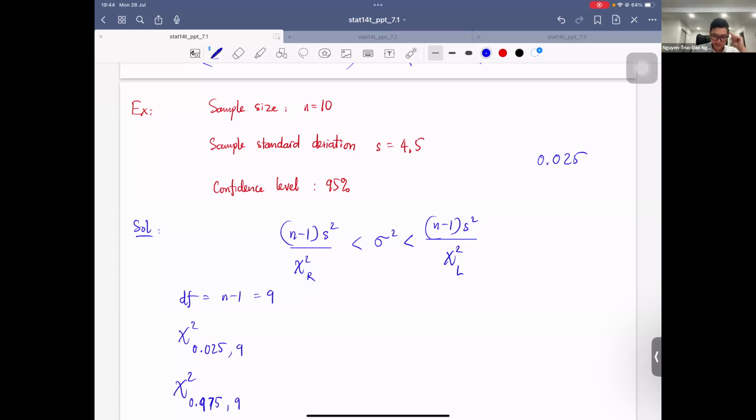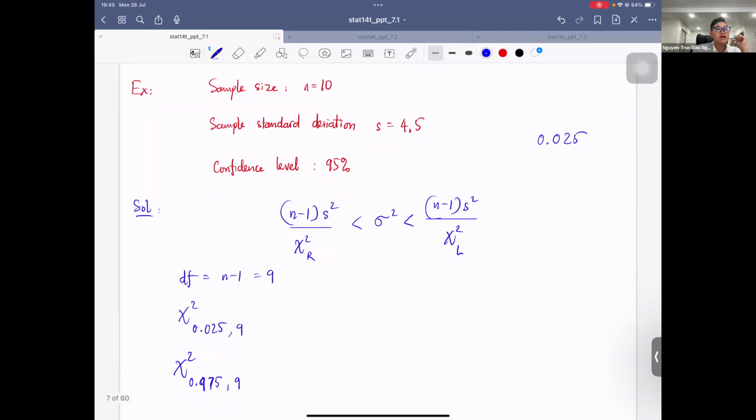Correct? Yeah, because in this case you have 2.5% to the right of it. Correct? That means 0.025. It makes sense because the chi-square values increase to the right. Do you agree with me? In this case, the chi-square distribution is not symmetric, so you need two different values, and we have two different values in this case, and we can use the chi-square table.